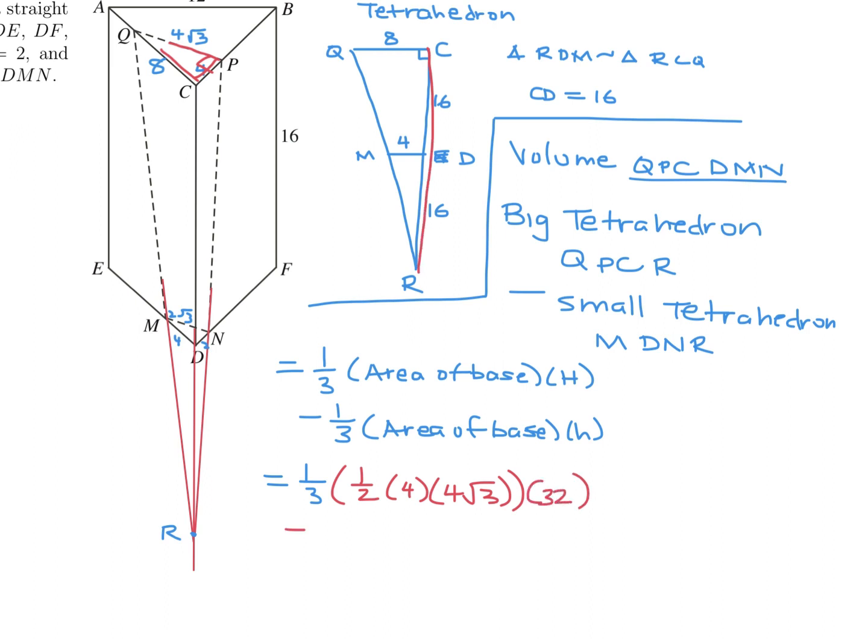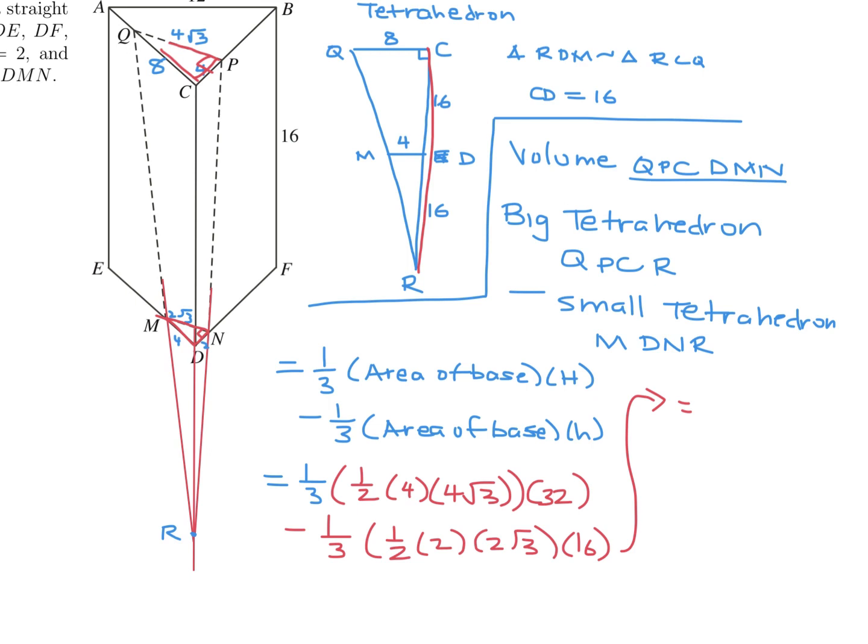Yeah. Okay, now the smaller tetrahedron, that base is this guy right here. So it's 1/2 base, which is 2, times height, 2√3. And then that height is 16. Okay, so hopefully I have not made any mistakes.